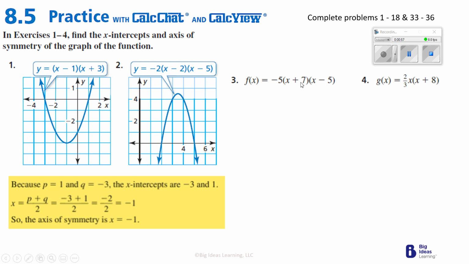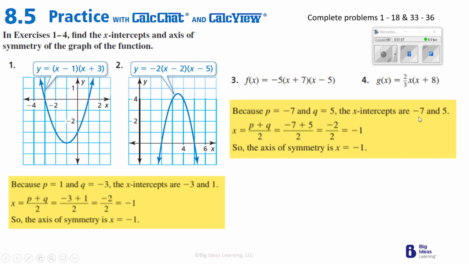Number 3, we know that our x-intercepts are going to be -7 and +5. So we'll add those together, -7 and +5. That'll give us -2, and -2 divided by 2 is -1. So the axis of symmetry for this graph will be -1.